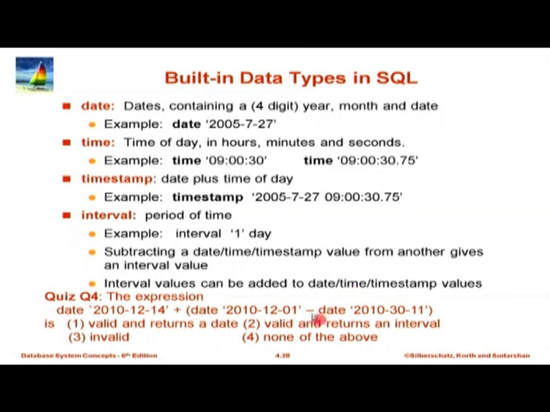Instead of minus here, I put plus. Would it be valid? What sense does it make to add one date to another? It's completely meaningless. That would be a type error, and the system would reject it if I said plus. Okay, so the correct answer was A, which is 1, which is valid and returns a date.